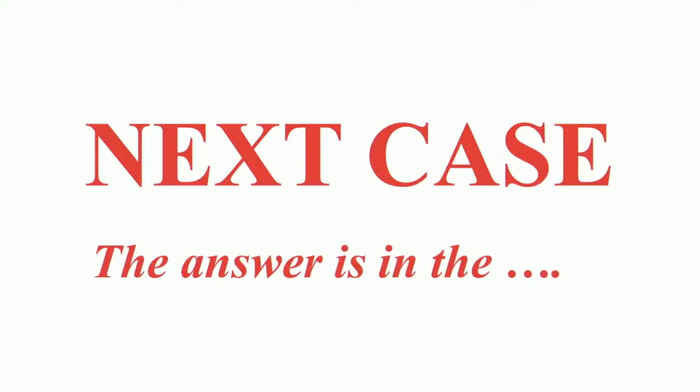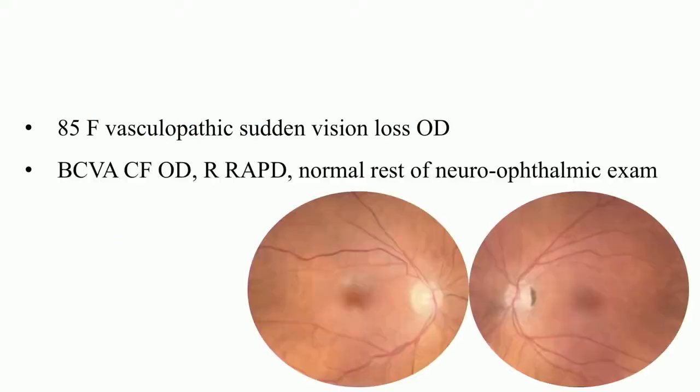The next case. This is an 85-year-old female who presented to us at night to our junior resident with sudden vision loss of her right eye. She had counting finger vision with a right RAPD and a seemingly normal rest of her neuro-ophthalmic exam. Now, her blood pressure was very high. It was 209 over 108.